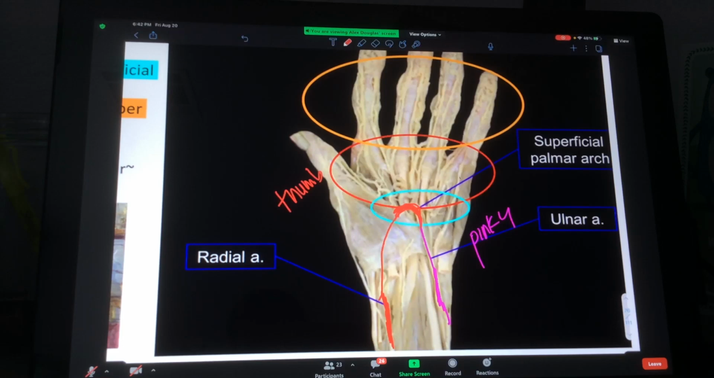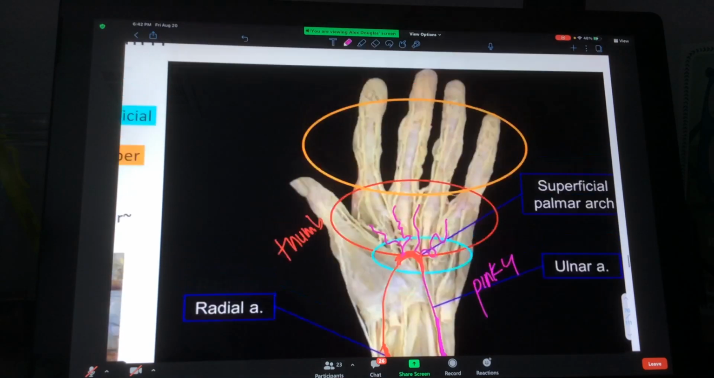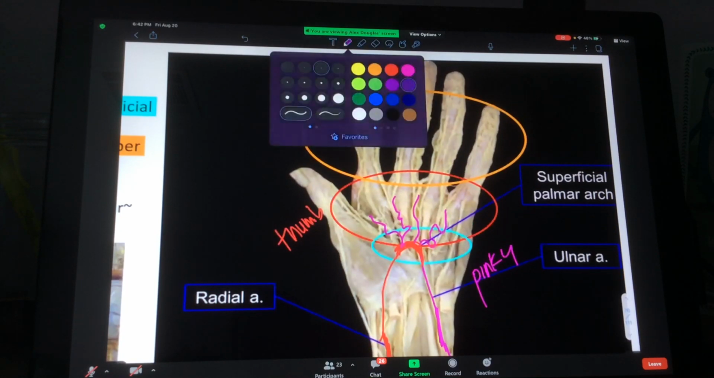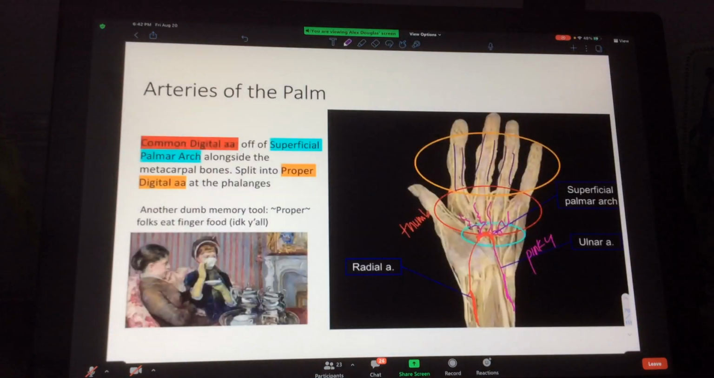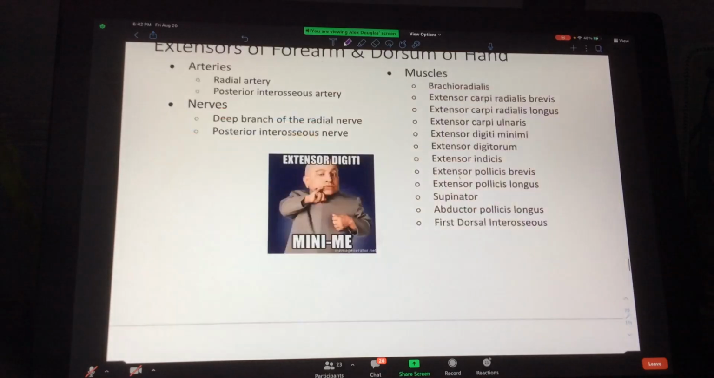This arch then is going to give off arteries. You can see squiggly lines here, one there, squiggly line here, squiggly line there. These are your common palmar digital arteries. In the palm, common palmar digital arteries. But then just like the nerves, once they go into the fingers, proper palmar. And just a little quick memory tool: proper people eat finger food. I don't know, just remember, in the finger, proper.